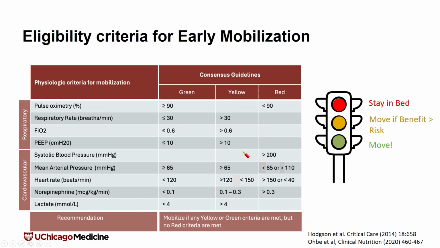If any of the yellow criteria were met, then it was a sort of a risk-benefit analysis to determine what's the benefit for this patient to preserve their functional independence. Perhaps I will proceed with caution, but still have some help in order to mobilize these patients.